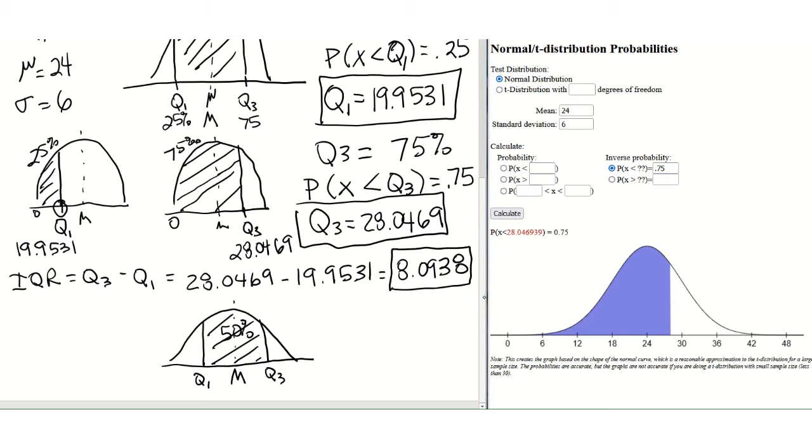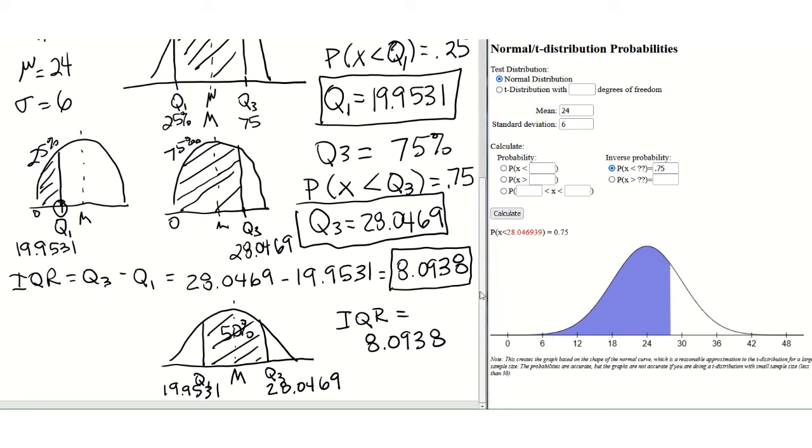That difference between those two values is going to be 8.0938. So my IQR is going to be 8.0938. So that tells me that the values between my Q3 and my Q1, so my Q3 was 28.0469, and my Q1 was 19.9531. That difference is 8.0938. So if you get an IQR problem, this is how you're going to solve it.